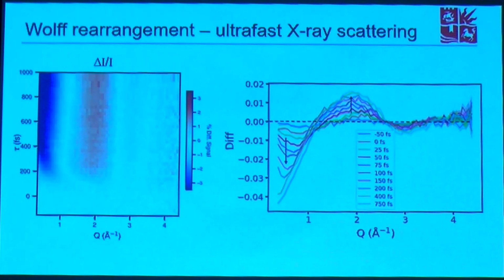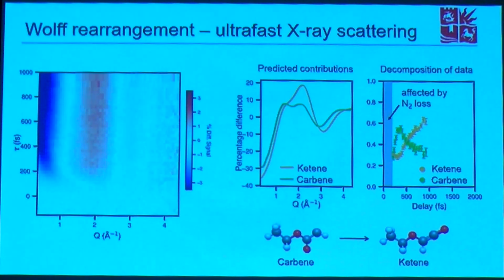This contains structural information, but we can't just read off the structural information. We need to somehow interpret that. And the way that we do that, or one of the ways that we do that, is to fit each of these lineouts from this data set to a pair of basis functions. And these basis functions describe the momentum transfer that we would expect to see if we had the carbene shown in green, or if we had the ketene shown in yellow. So these are the scattering patterns we'd expect for those two species.